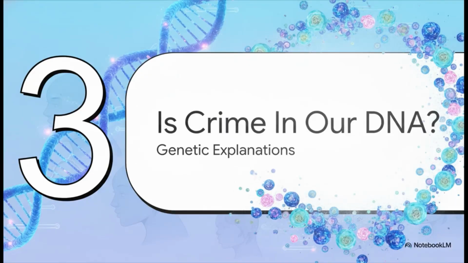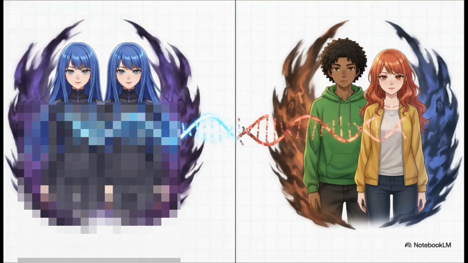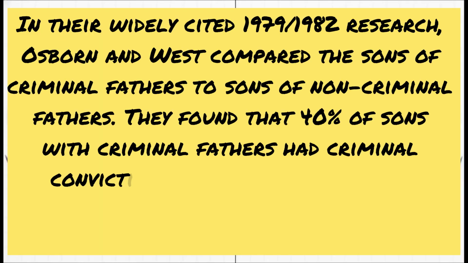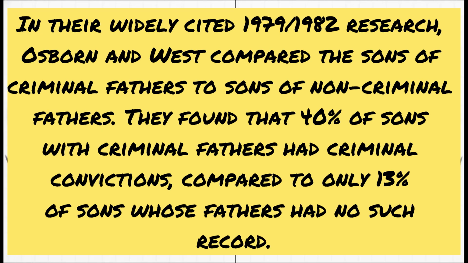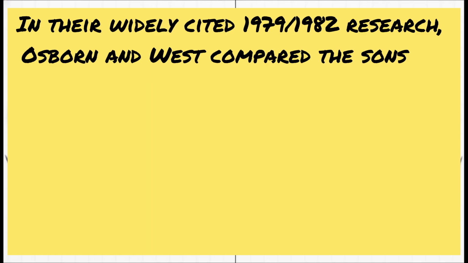All right, moving on to Section 3. Is crime in our DNA? So, modern criminology has thankfully largely left the whole face and body measuring thing behind, looking instead at genetics and family studies. For example, Osborne and West found that 13% of sons with non-criminal fathers had criminal records, but that jumped to 20% if the father had a record.